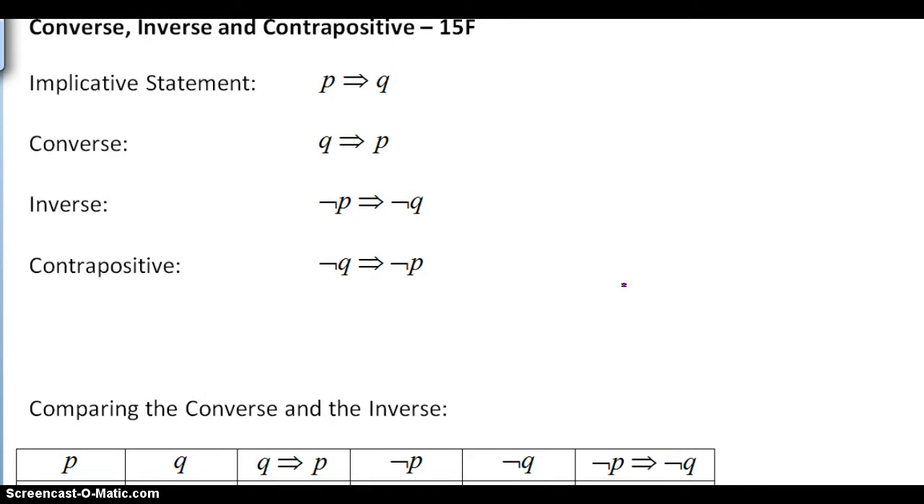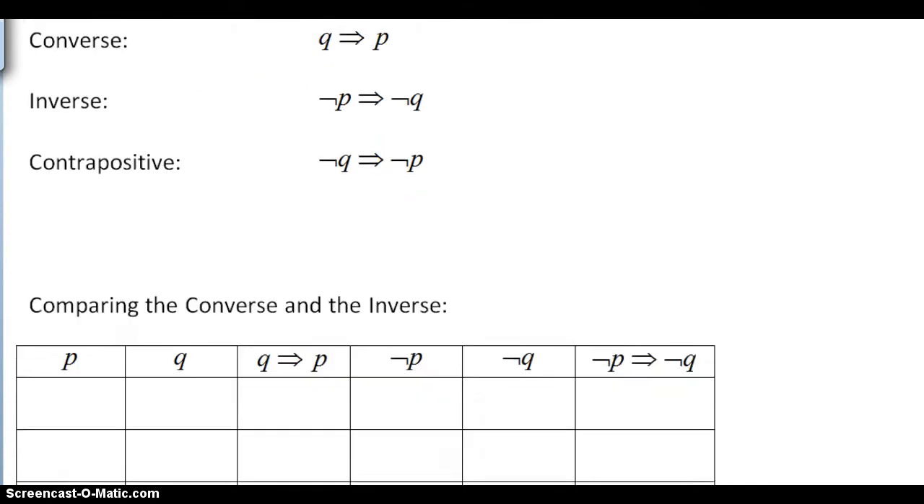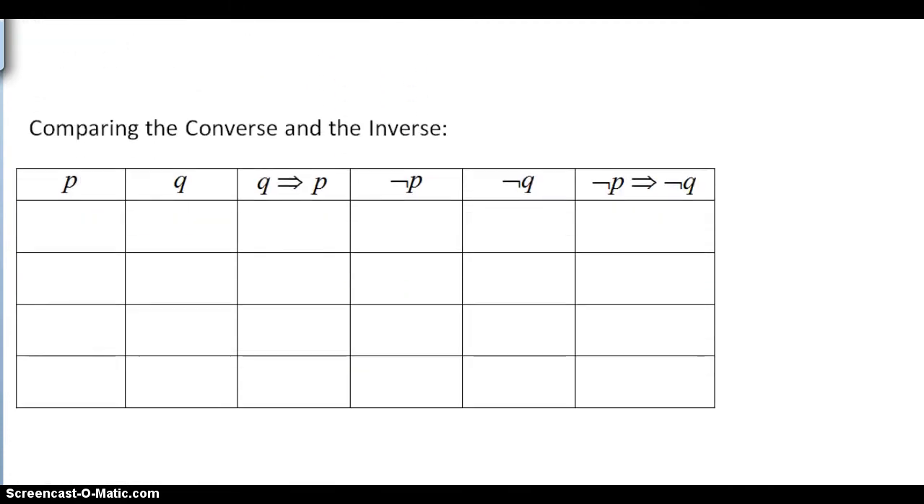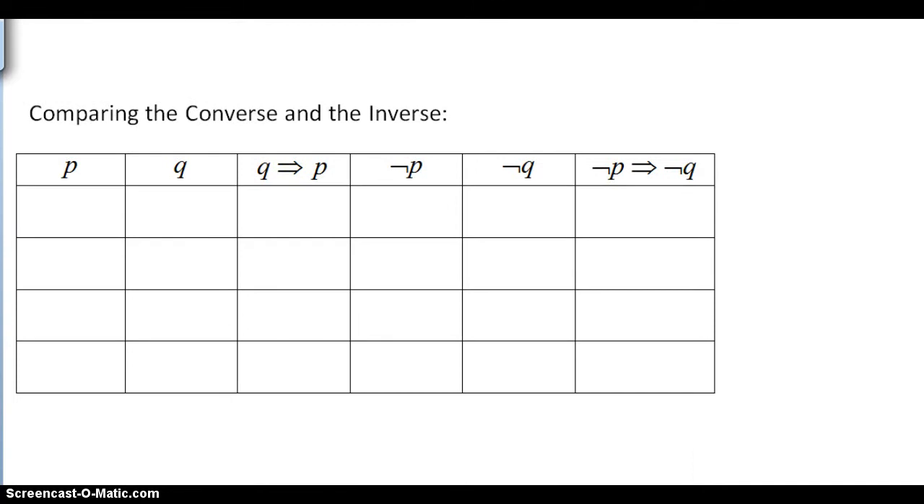Okay? So now we're going to take a look at converse and inverse in terms of a truth table, right? So we did this before, last lesson. You've done the not before. You should be able to figure out this whole truth table. So I want you to pause the video, see if you can fill this whole truth table in, and then push play again and you'll check your work.